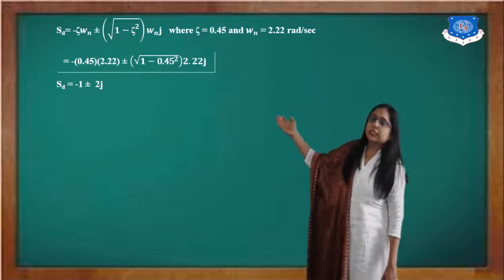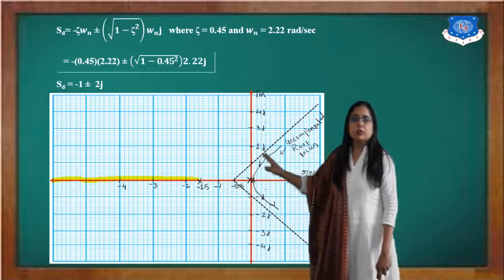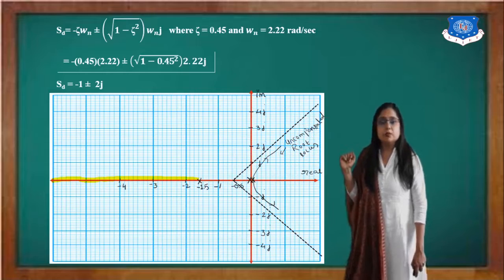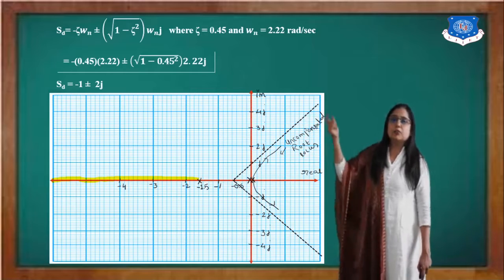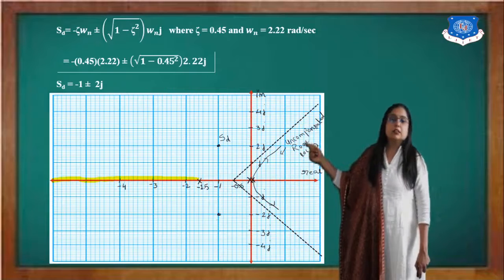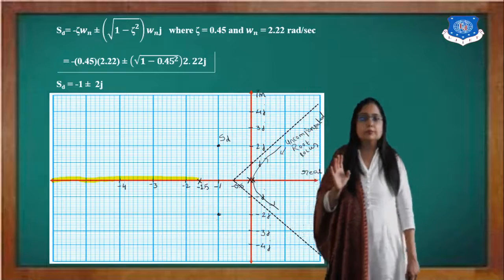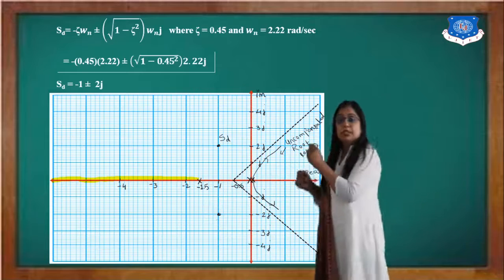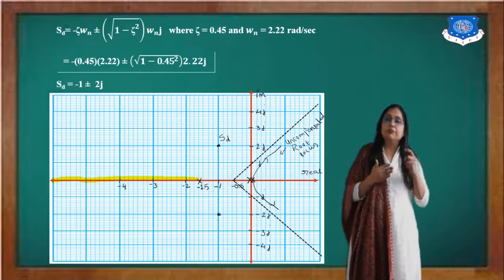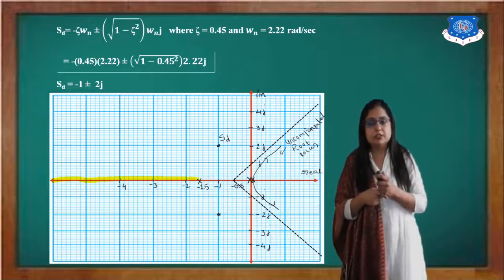So you have to mark this point on the root locus, this graph that we have already drawn. First mark the real axis: the real part is minus 1, and the imaginary part is plus 2j and then minus 2j, like this. This is the desired location of closed loop pole. Now from this point, we can decide whether we want to design a phase lead compensator or a phase lag compensator.